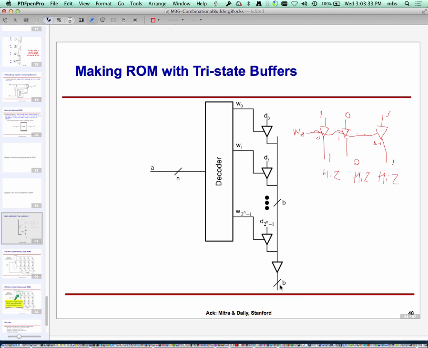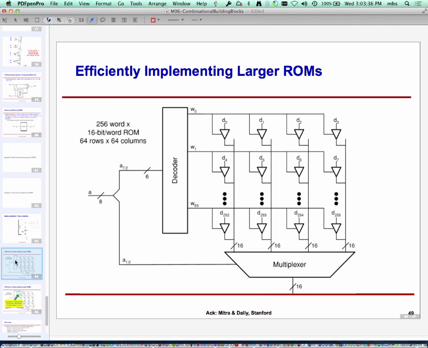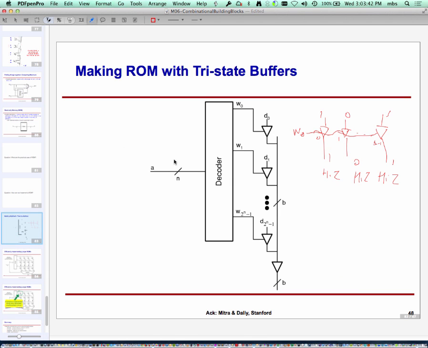Okay, so large ROMs become a little bit trickier. Let's look at this example again. Let's say n was 32. Okay, 32-bit address. So how many lines do I need out here?